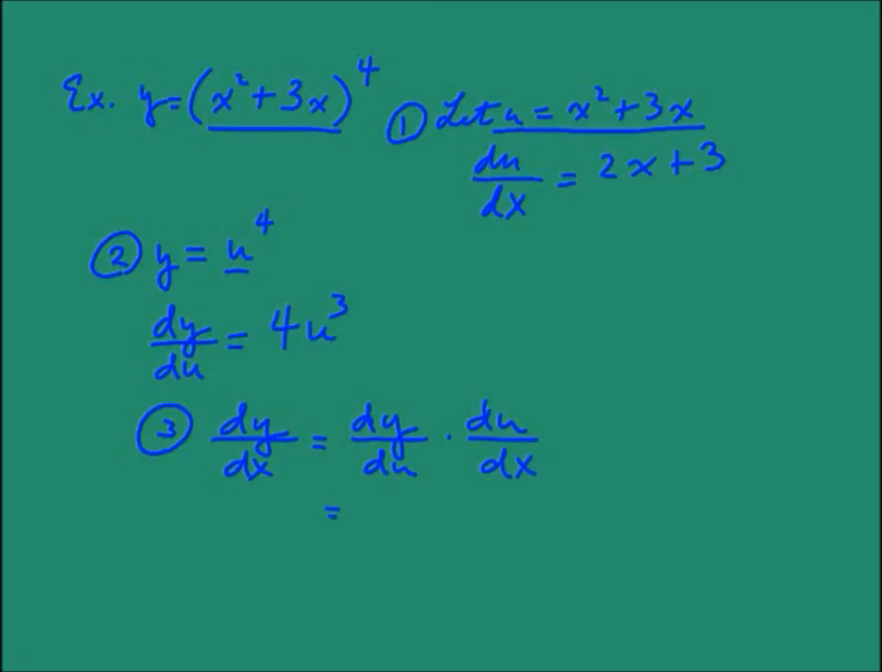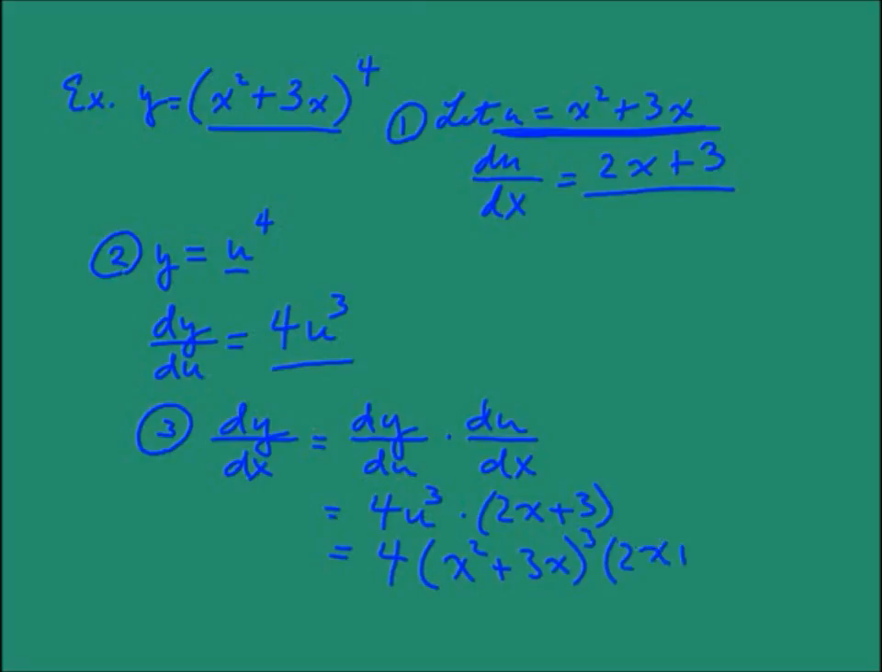Dy du is this one, 4u cubed. Du dx is this one, 2x plus 3. But u, remember, is equal to this guy up here again, x squared plus 3x. We can't keep a u in our final answer. There's no u in our original question, so we can't keep a u in our final answer. So 4, replace the u by x squared plus 3x, it's all cubed, and then 2x plus 3. And we can leave our solution like this.